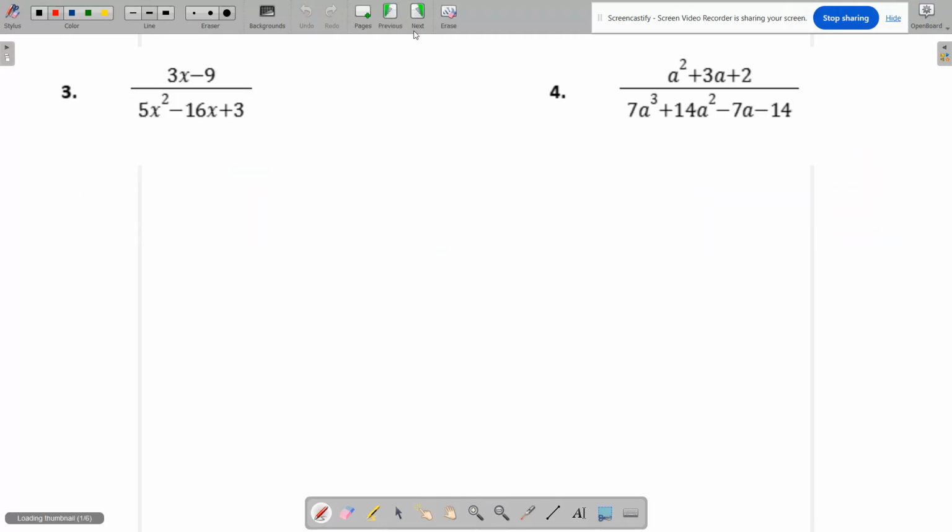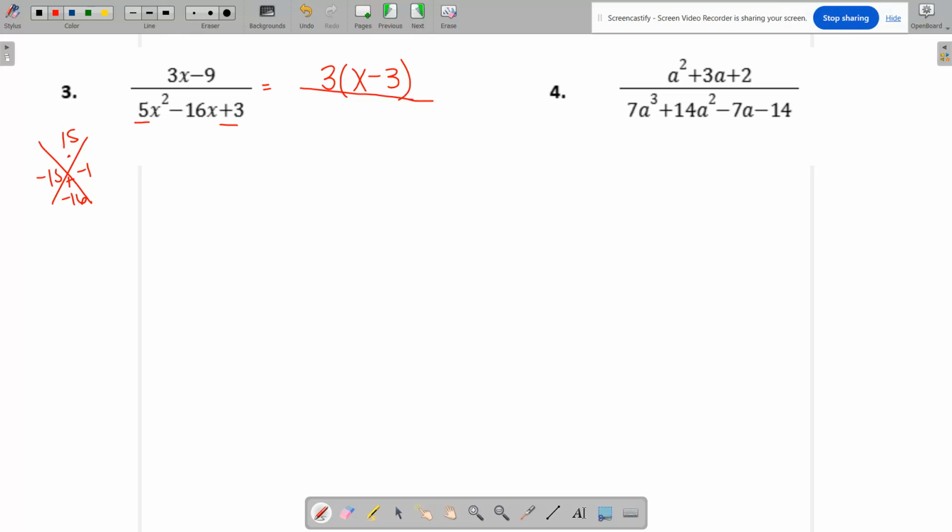Let's try another one. 3x minus 9 over 5x squared minus 16x plus 3. So if we factor the numerator, we can see there's a GCF of 3. So 3 times the quantity x minus 3. And then to factor the denominator, you need to determine how to factor it. Chances are, if I were guessing, you probably are going to use splitting the middle. So figuring out numbers that multiply to be 15 and add to be negative 16, like negative 15 and negative 1. And you could split the middle.